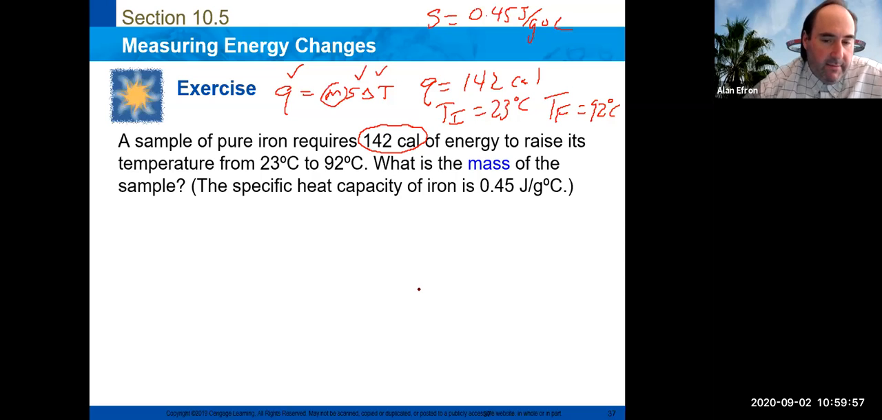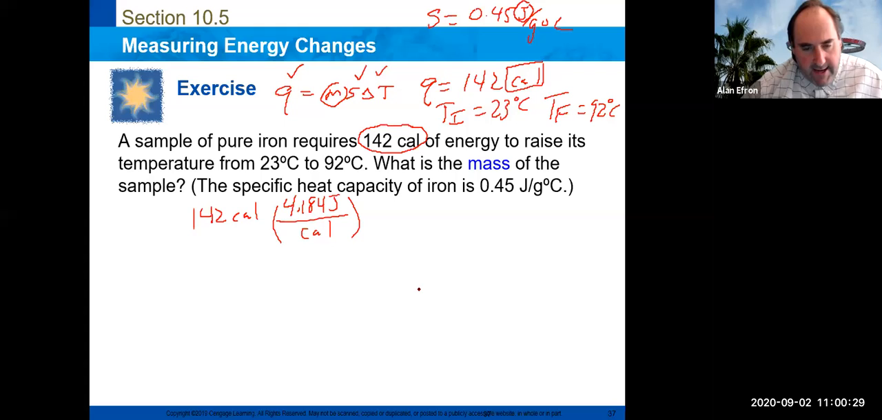We do have a little bit of a conversion problem here. Our Q is in calories, and our specific heat capacity here is in joules. So we do have to do a conversion. So you could do either one. You can convert the specific heat capacity into calories if you want, or you can convert the Q into joules. So here I'm going to convert the Q into joules. So that's 142 calories. And again, there is 4.184 joules per calorie.